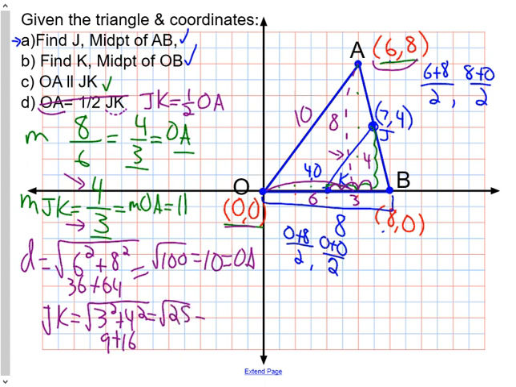And then just to verify, to check this off, that JK is half, we do 5 equals half of 10. Yep, that's an easy math problem. And so that is showing, yes, JK equals half OA.